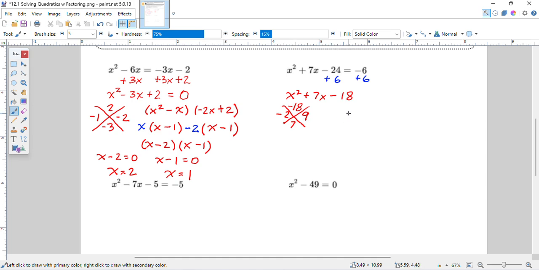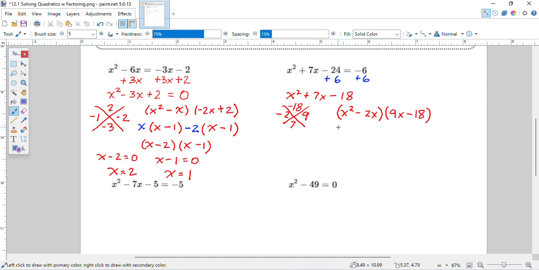I'm going to break those up into their groups. We're going to say x squared plus 2x. Or I'm sorry, not plus 2x. Let me just rewind a little bit. Minus 2x. Getting a little ahead of myself here. Then, in my other group, I'm going to have a positive 9x minus 18.